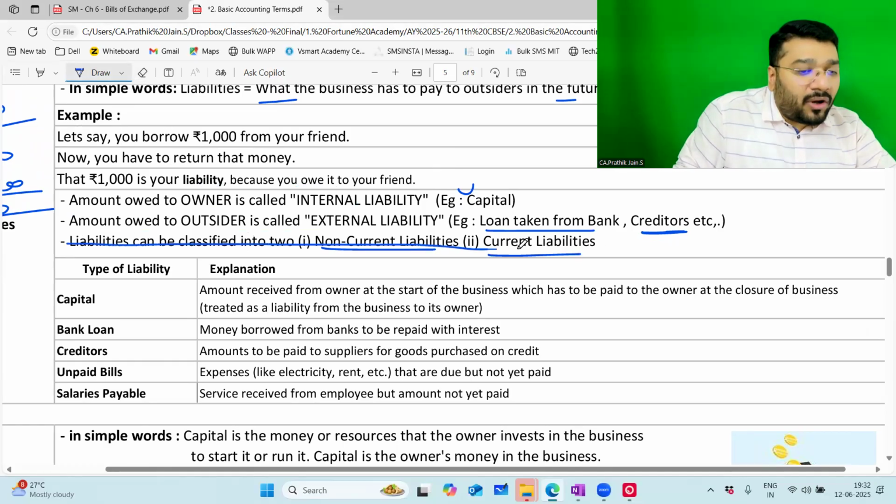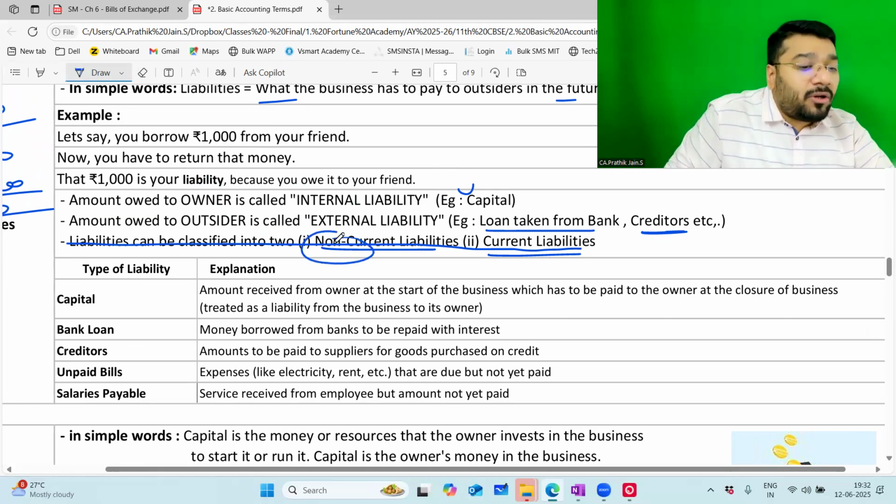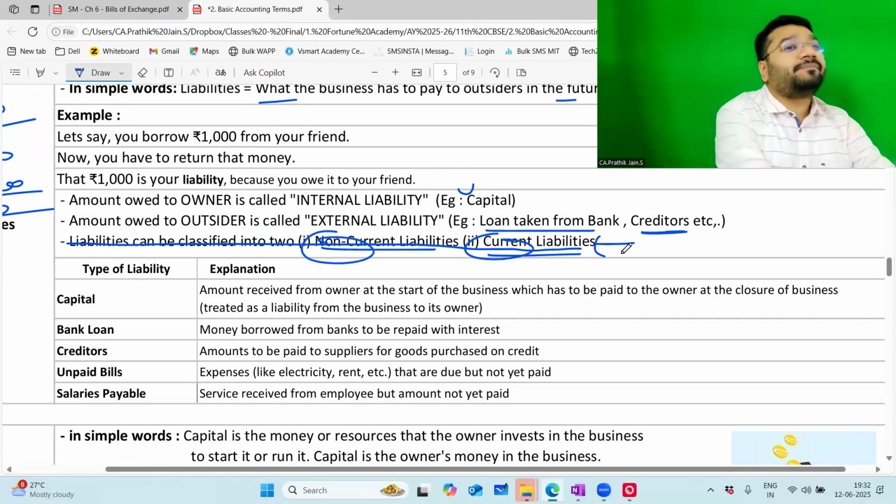Now, liabilities are classified into two types: non-current liability and current liability. This is not applicable at your level in 11th standard. It is there for 12th standard. When you do financial statement preparation for companies, as per the company rules, the classification should be non-current and current. This is not there at your level. Okay, not okay.